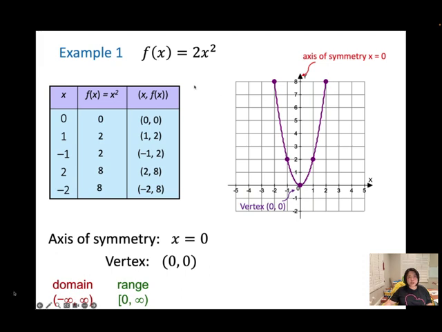Okay, I want you guys to compare this one, f of x equal to 2x squared, and the previous example, where we graphed f of x equal to x squared. What is the difference between these two? When you have f of x equal to x squared, the graph looks like this. When you have a constant number a here, and this number is greater than 1, then the graph is going to be narrower. And when you have 2x squared, this curve is going to be closer to the y-axis. It's going to be more narrow. Okay?